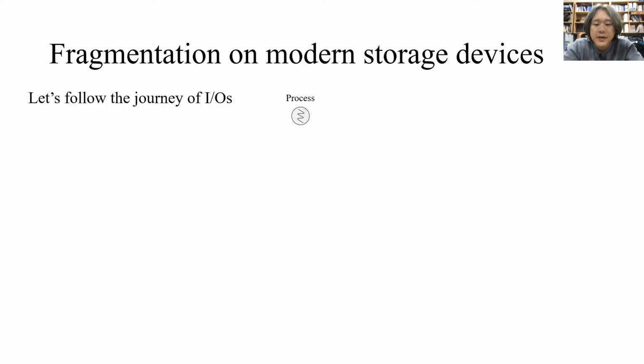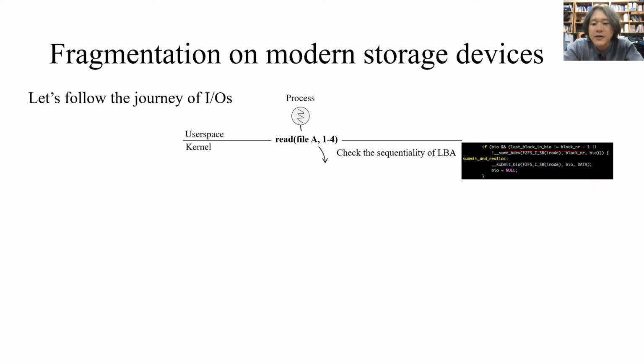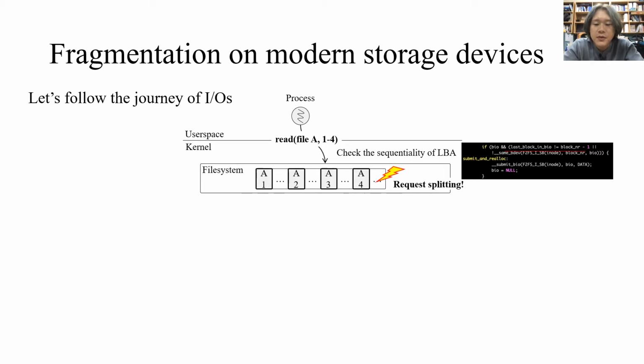First, let's find out why fragmentation degrades I/O performance on flash and obtain storage. Suppose that a process issues a read operation. In the file system layer, file systems investigate the sequentiality of the LBA of the read operation, because file systems view data in terms of LBA, whereas applications handle data using file offset. If they are not sequential, request splitting happens. Here, request splitting means a single system call is divided into multiple I/O requests.